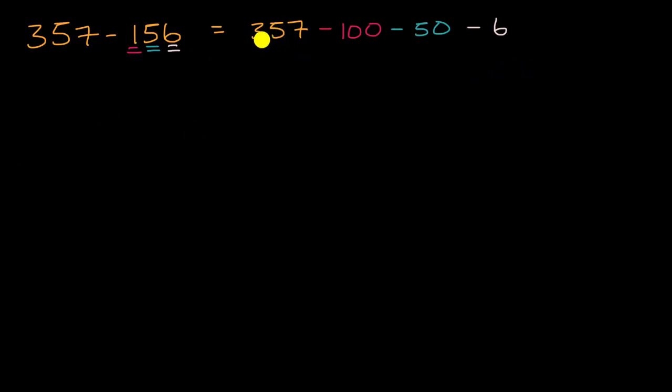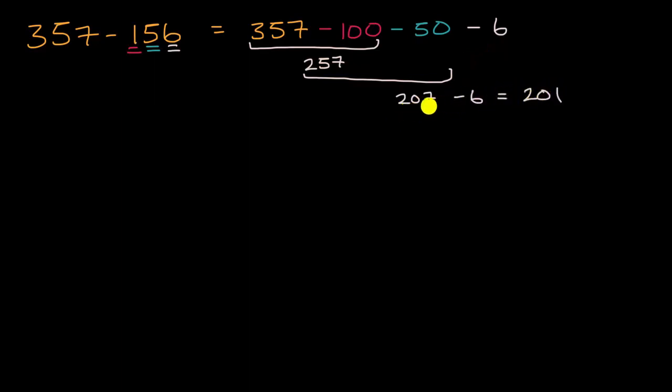Well, many of you probably said, all right, if I have 357 and I take away 100, I'm going to be left with 257. And then if I take 50 away from 257, well, I have 5 tens here and I'm going to take away 5 tens, so I'm going to be left with 0 tens. I'm going to be left with 207. And then 207 minus 6 is going to be equal to 201. I just took away those 6 ones from the 7 ones on top of the 200 to get us to 201. So this is one very good technique for subtracting numbers.